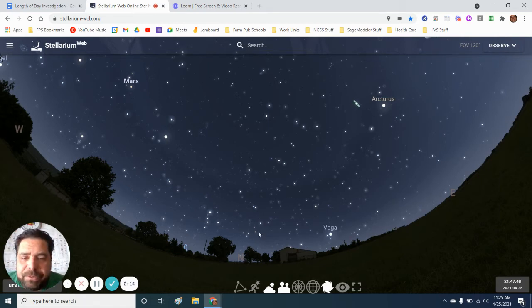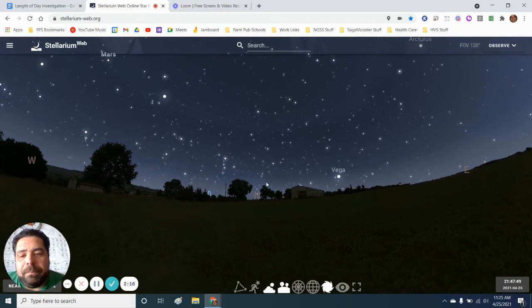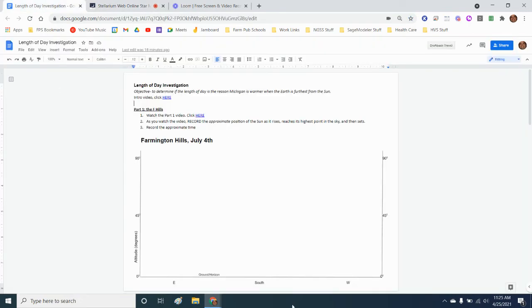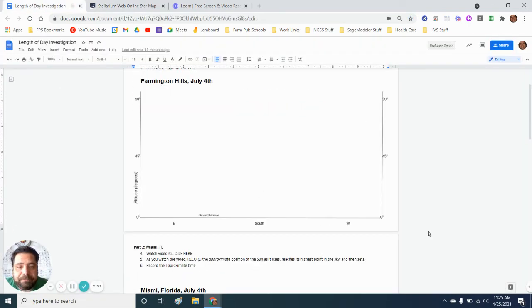We don't need to get too specific. We're going to try to recreate this in our length of day investigation worksheet here. This is the worksheet that you're going to have access to. It's really hard for me to curve things, so you can't see the sky or the horizon as a curve, but we're going to look south. When you look south, east is on the left and west is on the right. It feels backwards, but that's the case.